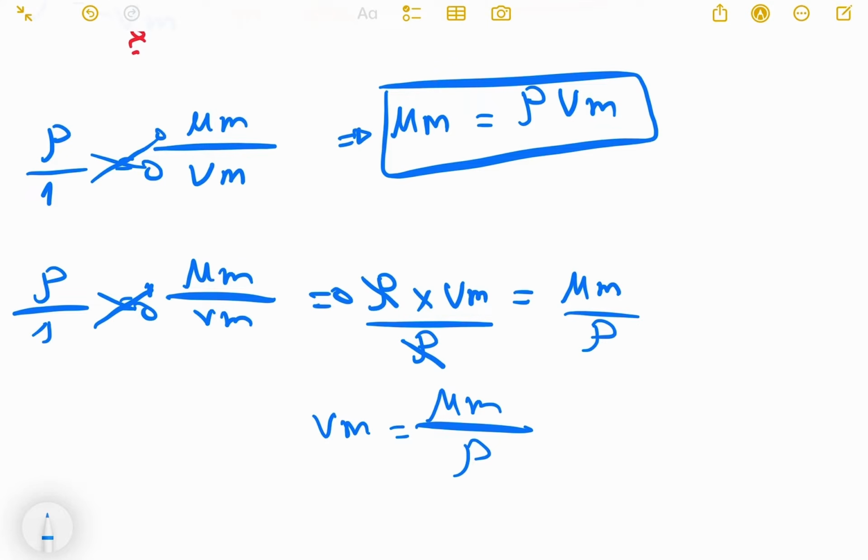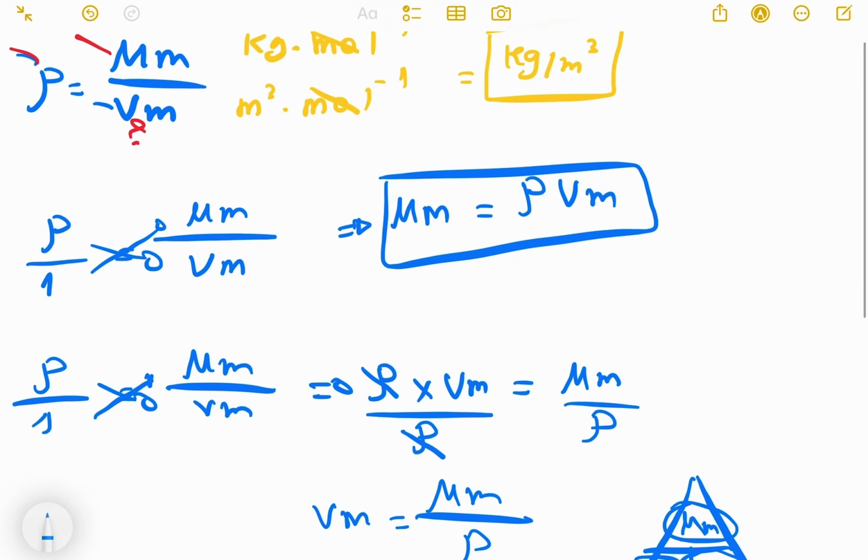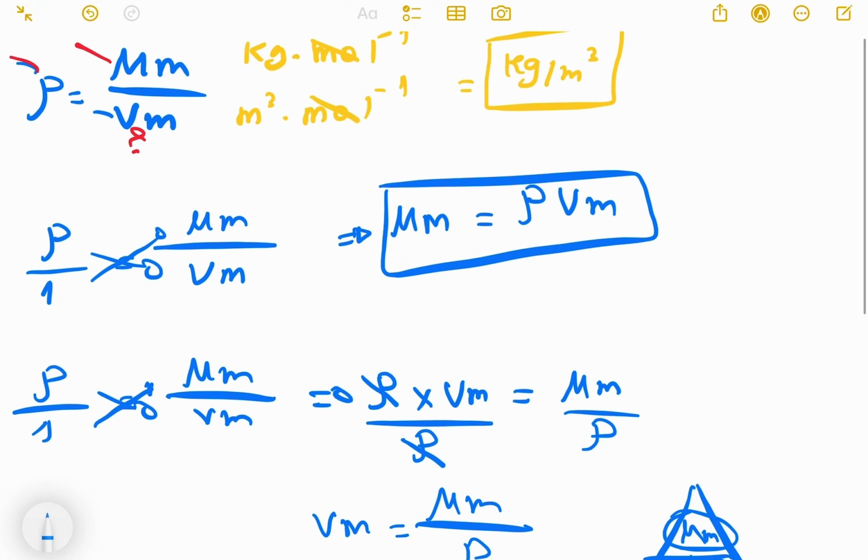There are some students who like the triangle trick, which is like this. If you have density, molar mass, and molar volume, there's a multiplication. If you want to find density, you'll divide molar mass by molar volume. If you want to find molar mass, you'll multiply density by molar volume. If you want to find molar volume, you'll divide molar mass by density. It's okay if you want to use this one too. Now this is for finding density.